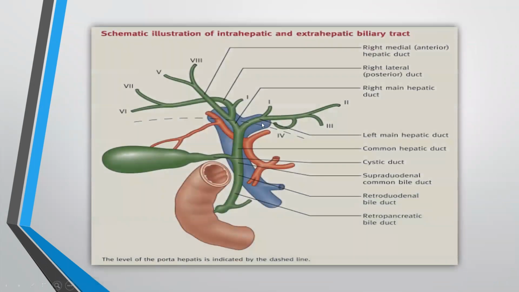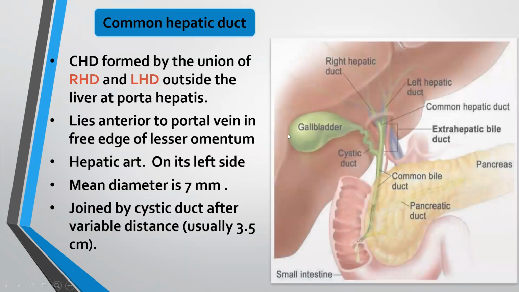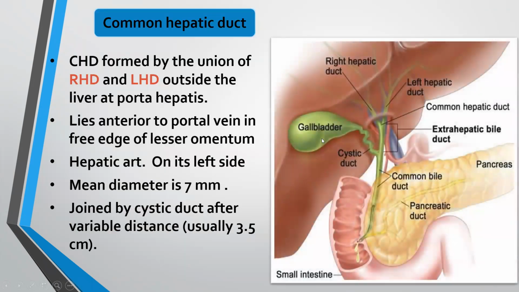As we see here in this diagram also, this is the right anterior, sometimes called the medial, and this is the right posterior duct, and this is the left hepatic duct, joined together to form the common hepatic duct. Common hepatic duct is formed by the union of right hepatic duct and left hepatic duct outside the liver at porta hepatis. It lies anterior to portal veins in the free edge of lesser omentum, the hepatic artery on its left side, the mean diameter about 7 millimeter.